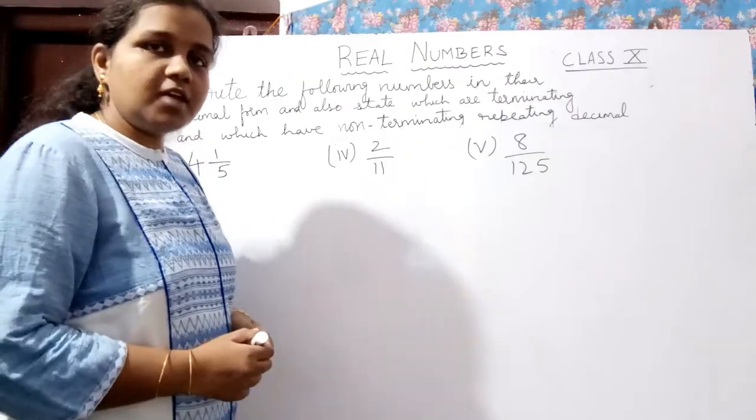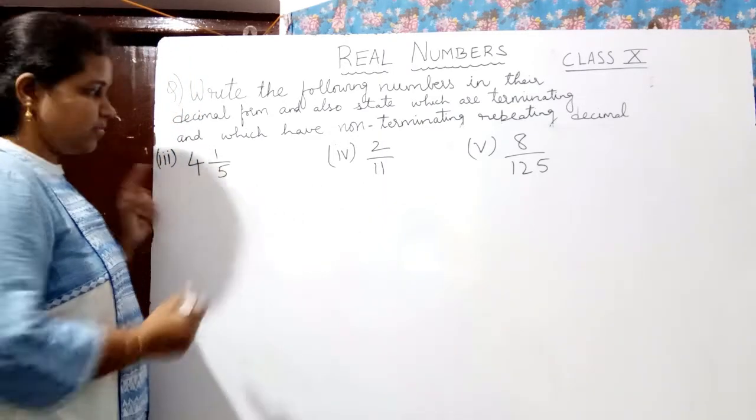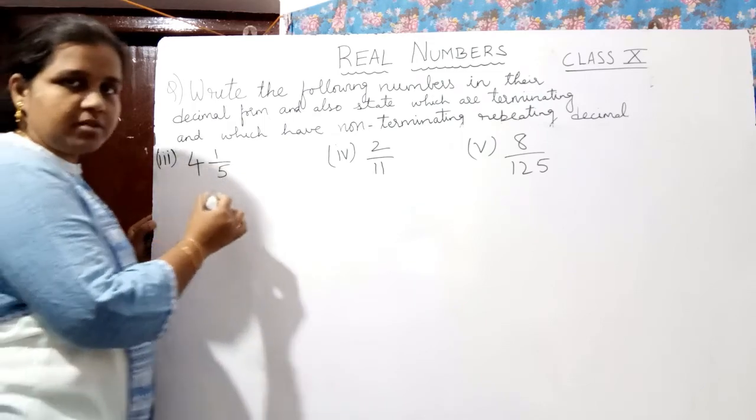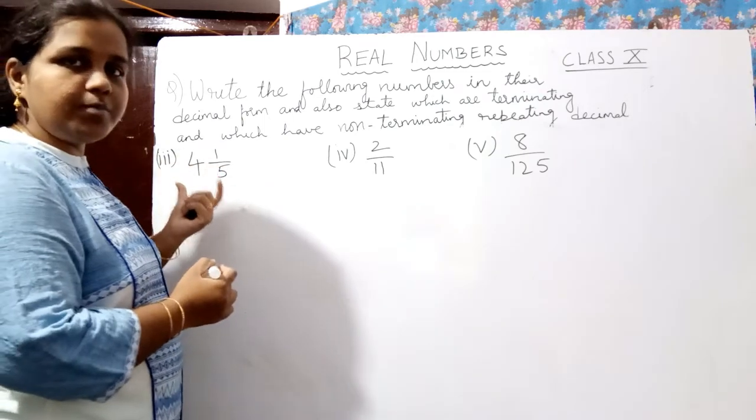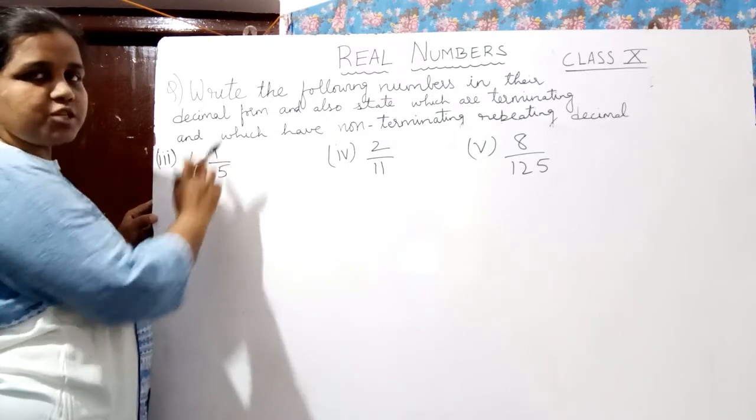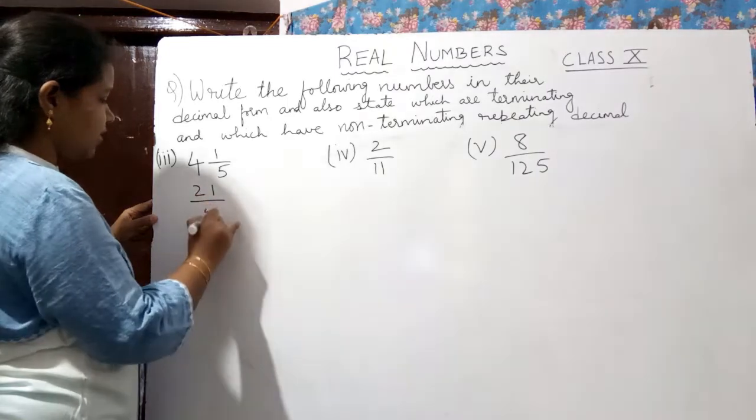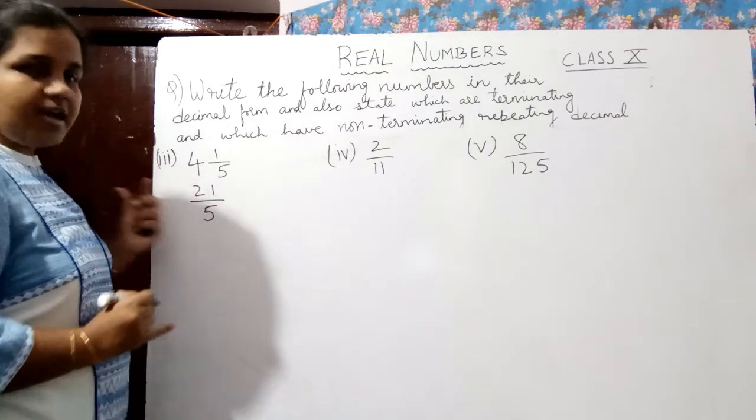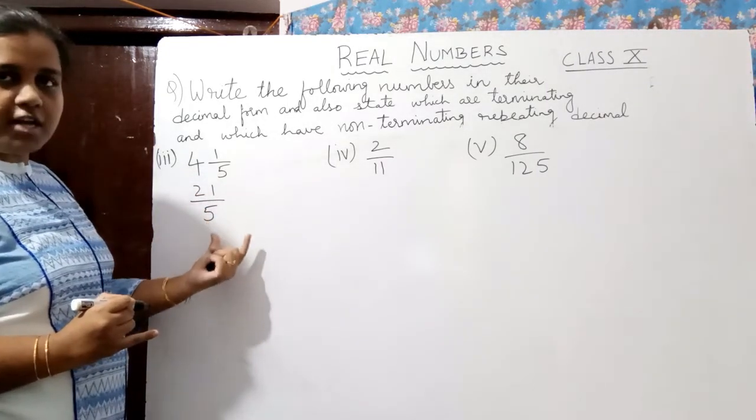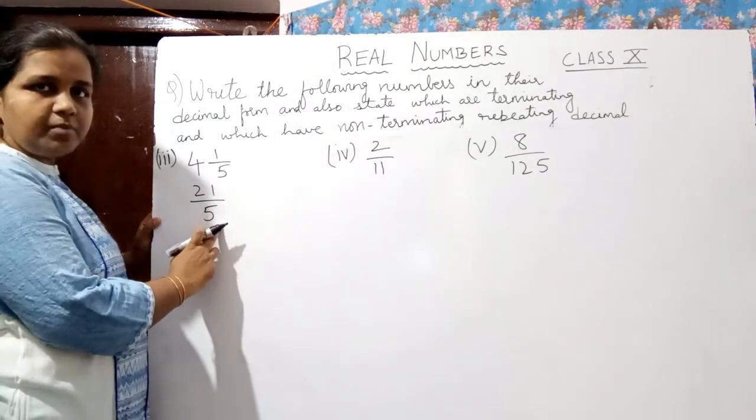Okay. Now let us do the third bit. 4 1 by 5. So this is a mixed fraction. You have to convert it into an improper fraction. 5 4s are 20. 20 plus 1, 21. So this can be written as 21 by 5. Now let us make the denominator 10 or 100 or 1000. If I multiply it by 2, it becomes 10.